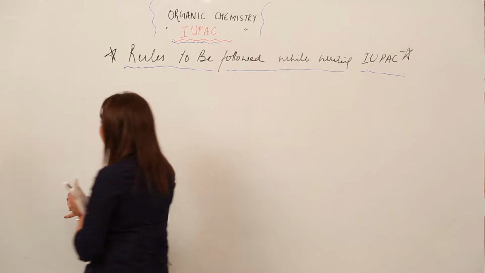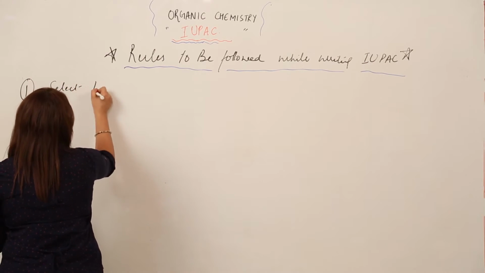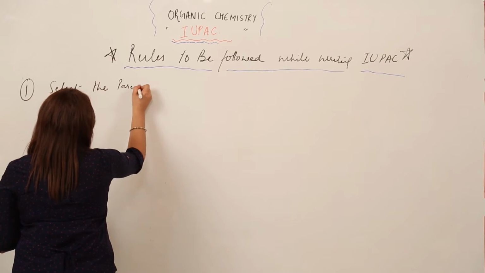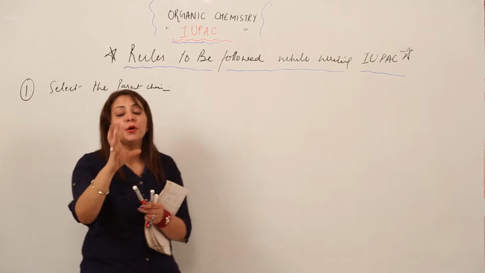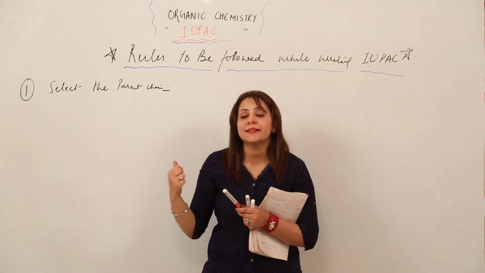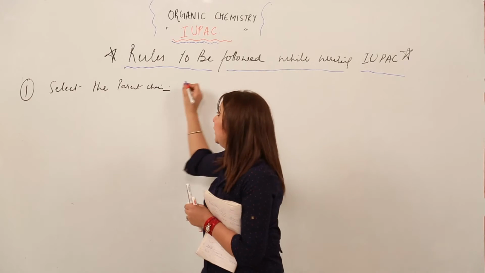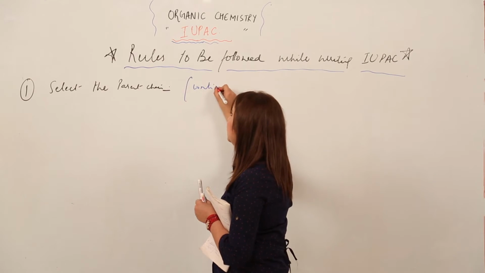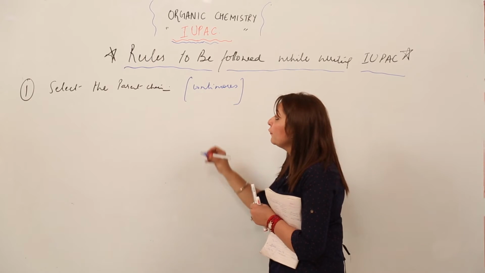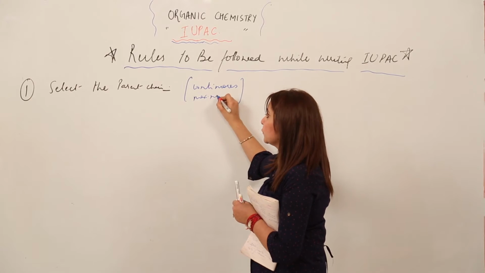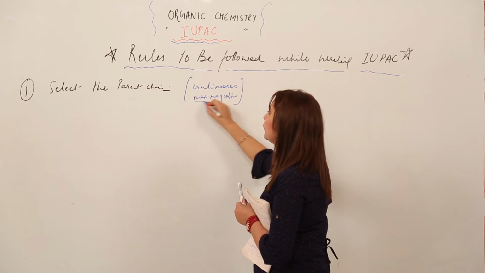First rule is to select the parent chain. There are two important points which have to be considered while selecting a parent chain. One is that the chain should be continuous. That means there should not be any break in the middle. The chain should be continuous, and it should have the maximum number of carbon atoms.